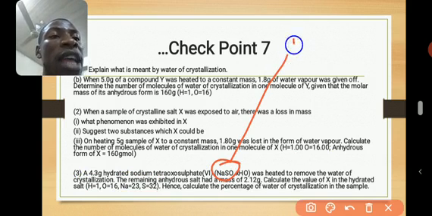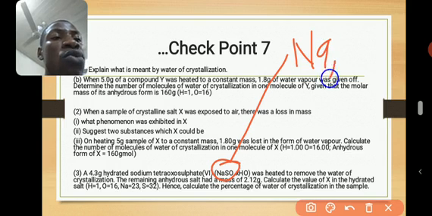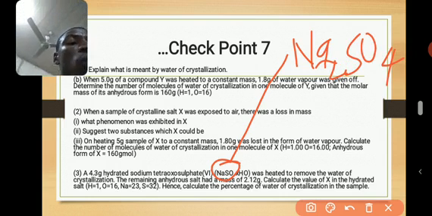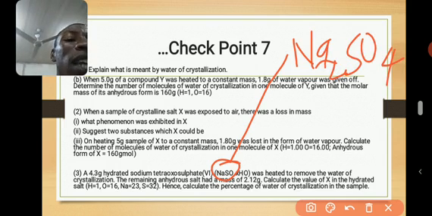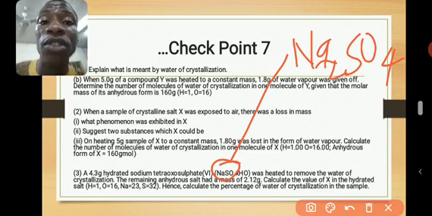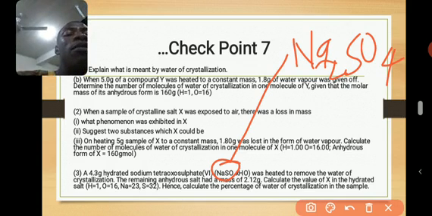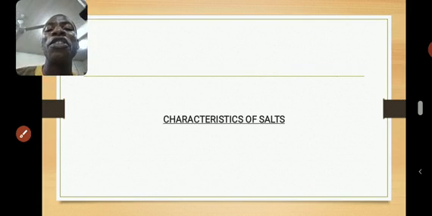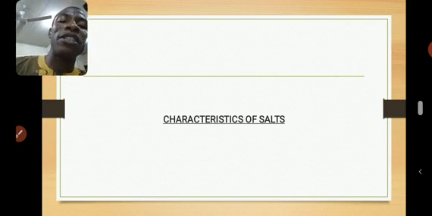The salt is Na2SO4. Please, so that when calculating molar mass, you will know. It is Na2SO4. So find the molar mass of the anhydrous salt. So let me hear from you. What is your answer in that particular place?